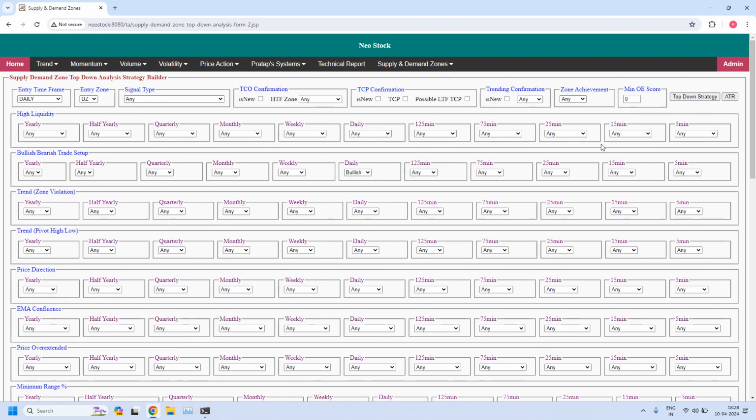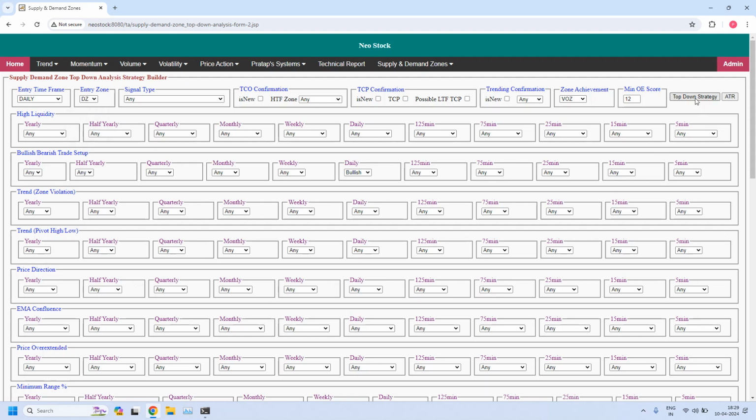And the next one is second parameter, zone achievement. We need to select the value VOZ, violated opposing zone, as I explained you in lesson 20 in the checklist. And the minimum odd enhancer score should be 12 for bullish or bearish trade setup. Please remember all the three filters is applied to the demand zone only because we selected our entry zone as a demand zone.